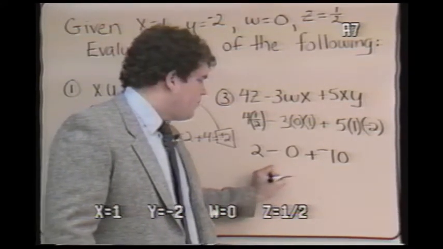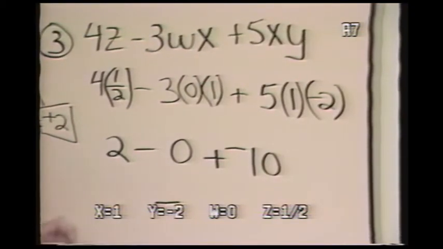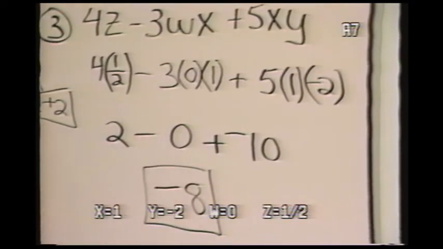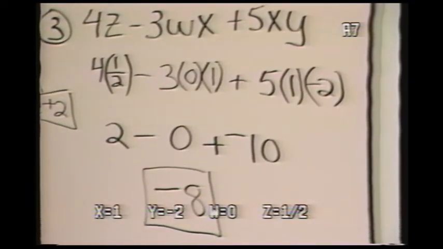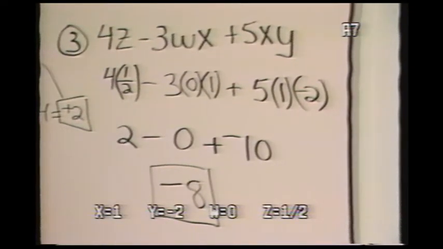Question number 1, will my answer be negative or positive? Negative. Do I add or subtract their absolute value? Subtract. This whole expression, 4z minus 3wx plus 5xy, is equal to negative 8.